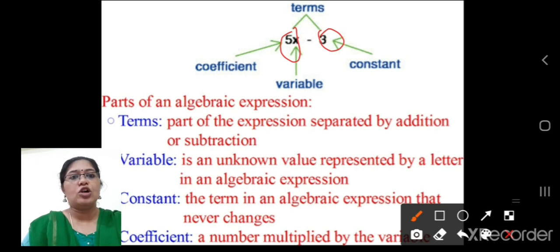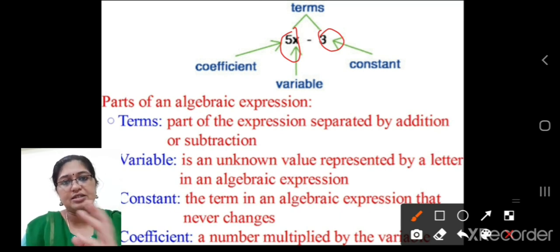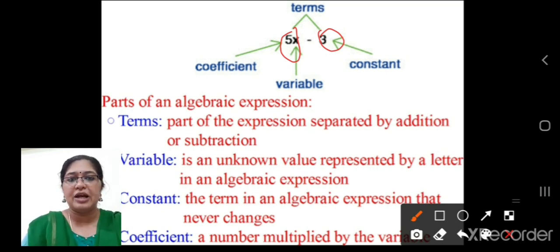Terms are the parts of the algebraic expression, separated by addition or subtraction. Variable is the unknown value represented by a letter in the algebraic expression. So the English alphabet here, that is x, is the variable. Constant is the term in an algebraic expression that never changes. Coefficient is the number which is multiplied with the variable.